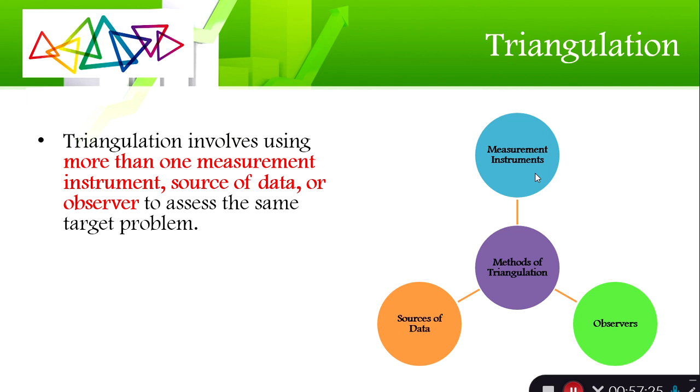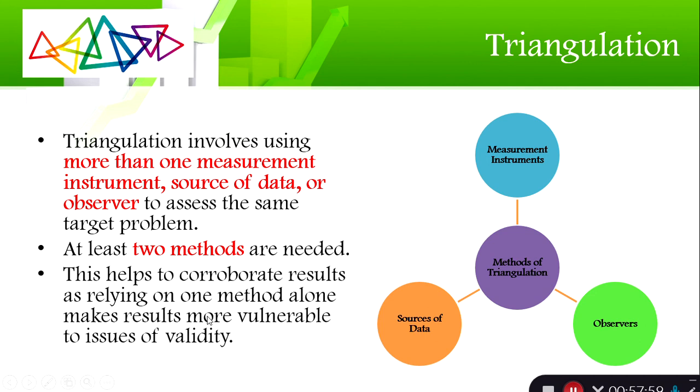And then this idea of triangulation involves using more than one measurement instrument, source of data, or observer to assess the same target problem. Because a triangle has 3 points, we kind of think of triangulation as being at least 3 methods. However, by definition, triangulation really requires at least 2 methods or more. So we don't necessarily need 3 in order to triangulate. We can triangulate with at least 2 methods or more.